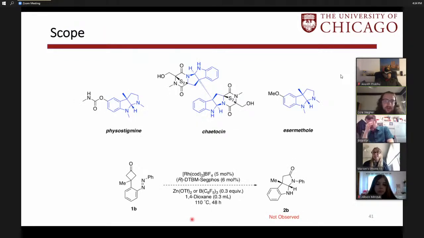So we tried to expand the scope of this to a shorter tether, because presumably this could then give us these types of scaffolds, which can be found in a lot of natural products. So unfortunately, though, we didn't see any product with this substrate.